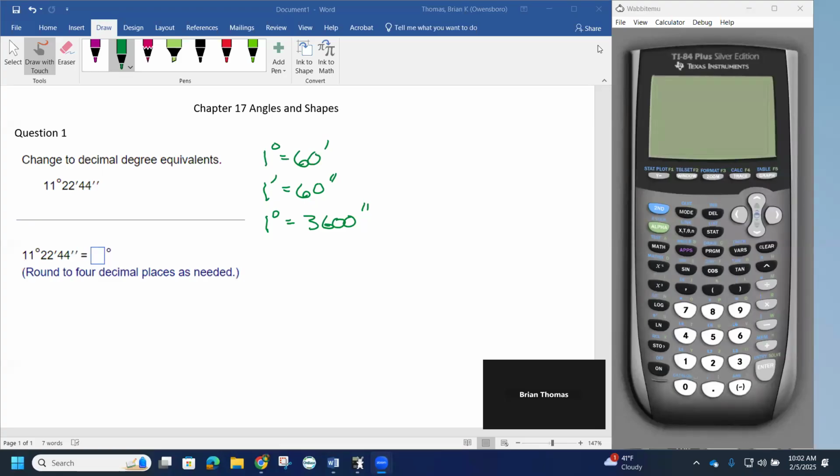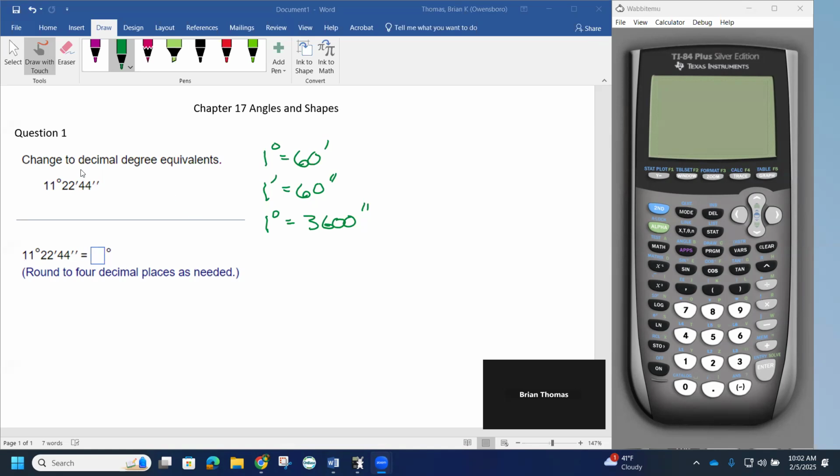So this is some more material on chapter 17, working with angles and shapes. You may already know how to do a lot of this through our previous videos, but I do want to kind of just touch on these again if you don't want to go looking for them.